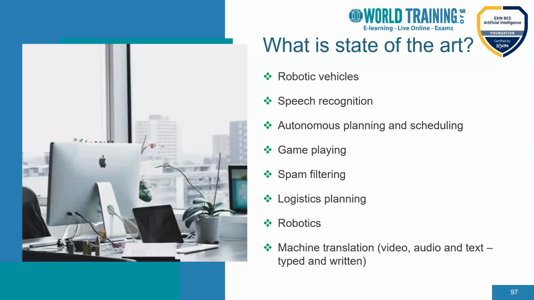Similarly, some of the logistic planning in supply chain can be handled through the state-of-the-art features and functionality of AI agents. Robotics is another viewpoint wherein the state-of-the-art functionality can be explored as well. And there are other examples of video, audio, and text-to-type conversions wherein your agents can be used. We call that machine translation.